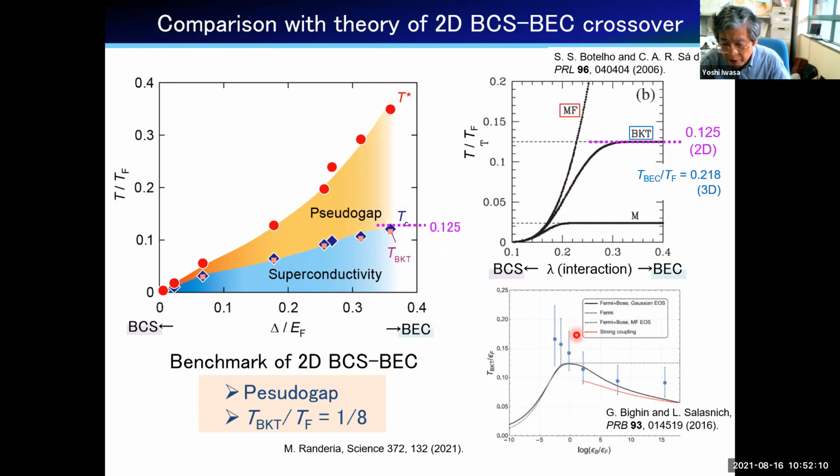So this theory finishes at this peak, but if you expand this region, it slowly goes down because it is a log scale. But anyway, it shows a peak, and the peak point is 0.125. In other words, 1/8. So observing this 1/8 and pseudogap is a benchmark of 2D BCS-BEC crossover, which is very much consistent with our experimental data. From these comparisons, we came to the conclusion that we have realized a two-dimensional BCS-BEC crossover.